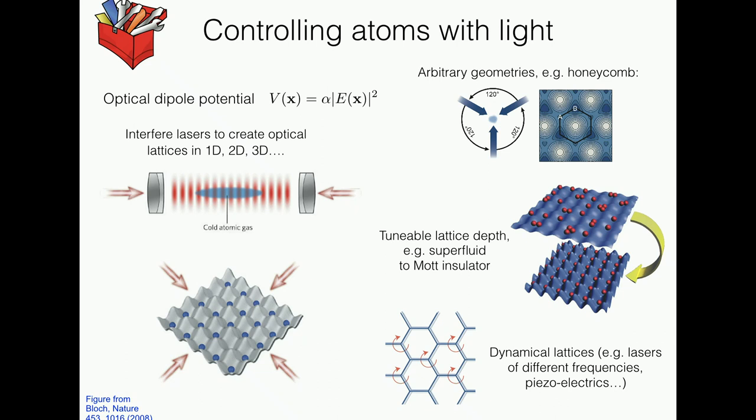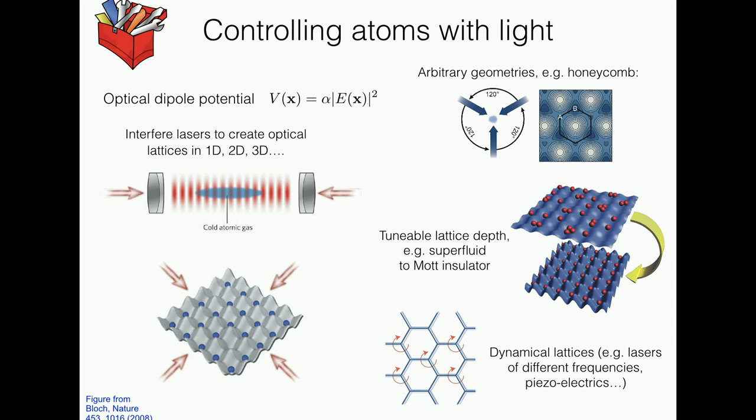And so the idea is that the atoms are going to be feeling this optical dipole potential, which depends on their polarizability and also on the intensity of the light that you are applying. And so if you interfere light to make different standing interference patterns, that interference pattern will be felt by the atoms as a potential that they are moving in. And we can do this in 1D, 2D, 3D, so we can control the dimensionality of the system. And we can also control the geometry.